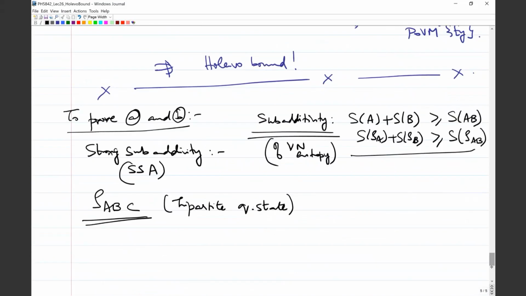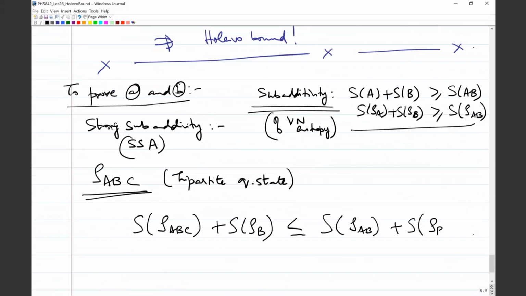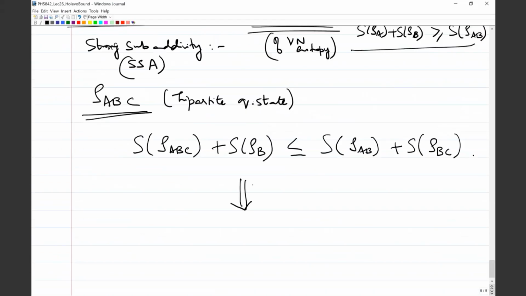So this says something about S(ρ_ABC) + S(ρ_B) ≤ S(ρ_AB) + S(ρ_BC). And you can permute things around and this inequality will hold. I'm not at all going to attempt to prove this, but I will tell you what this means by rewriting it in a slightly different way. Even showing this equivalence is a non-trivial task, so I'll at least put this in the tutorial.